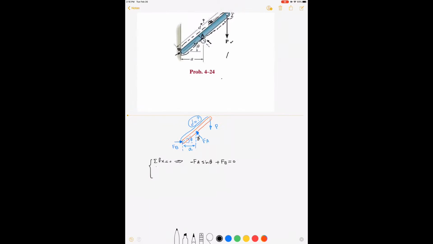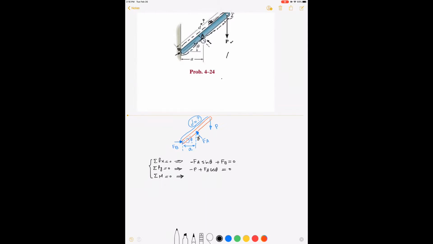That's my first equation. Second equation, summation of force in y equals 0, that would give me negative P plus FA cosine theta is equal to 0. And summation of moment on any point is equal to 0. Now, this is the tricky part.